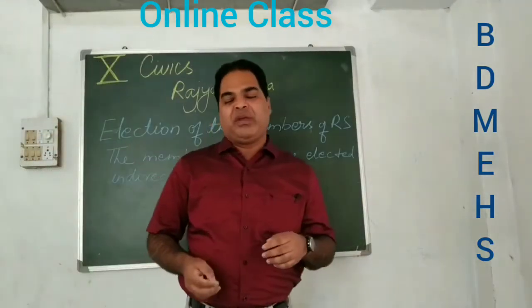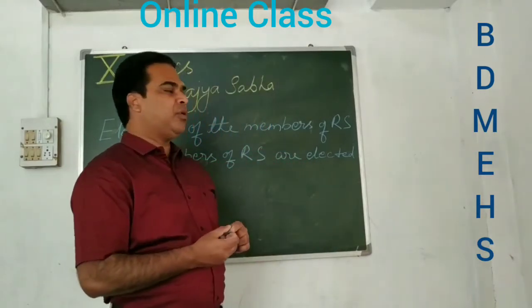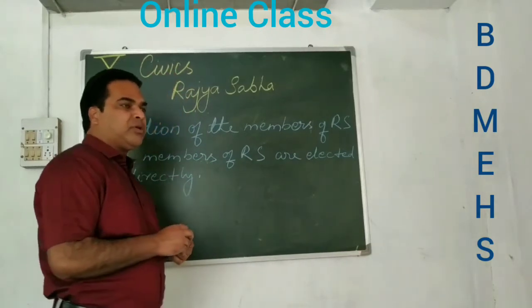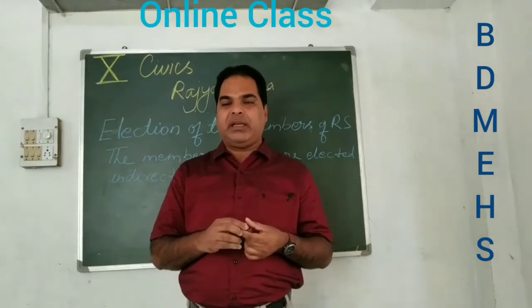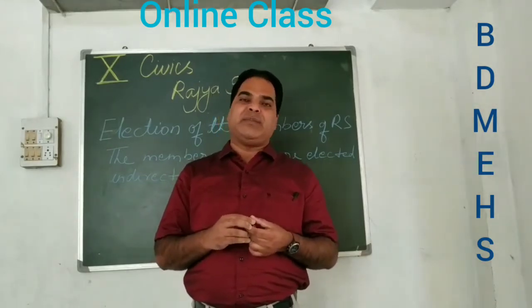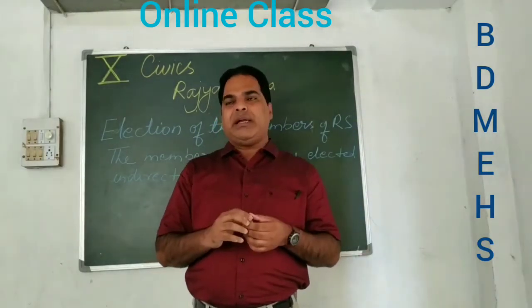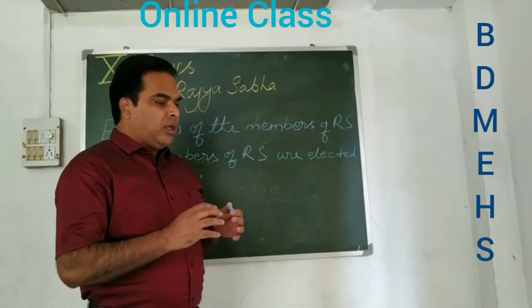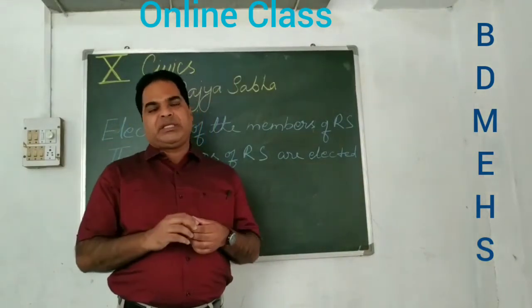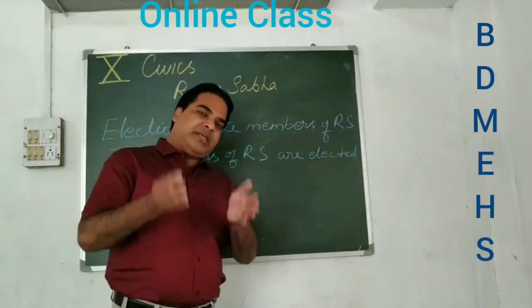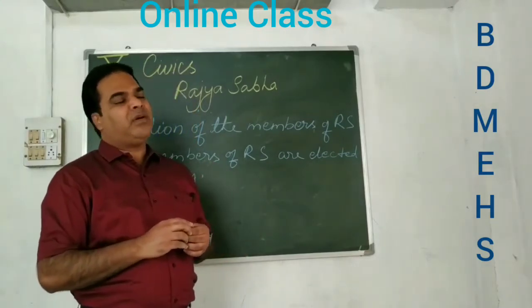Now, how are the members of Rajya Sabha elected? We know that the members of Rajya Sabha are elected indirectly. Who elects them? The members of the legislative assemblies of all the states. Why is it called indirect election? Because the members of the legislative assembly are directly elected by the people of the respective states, and these members, on behalf of the people, elect the members of Rajya Sabha.